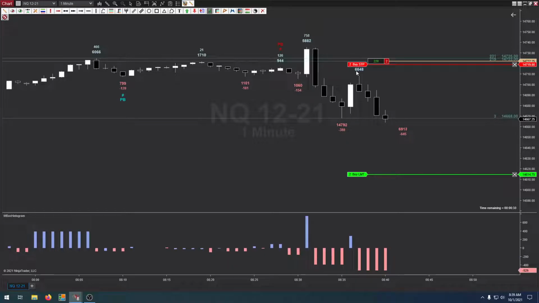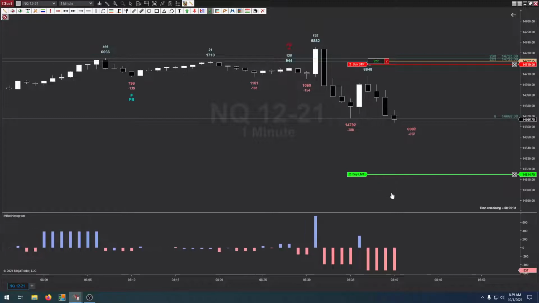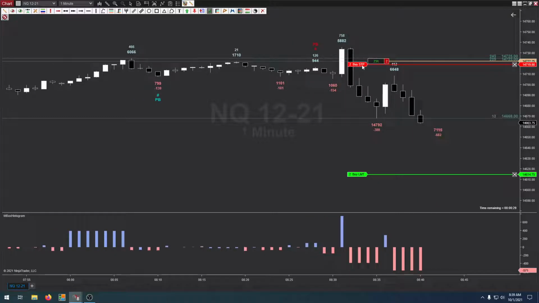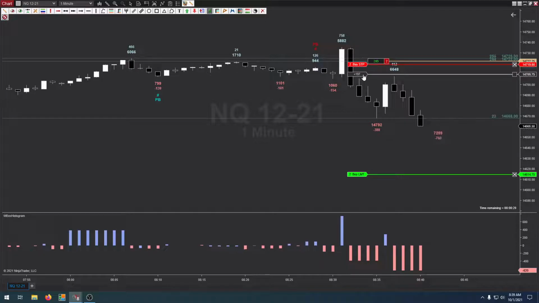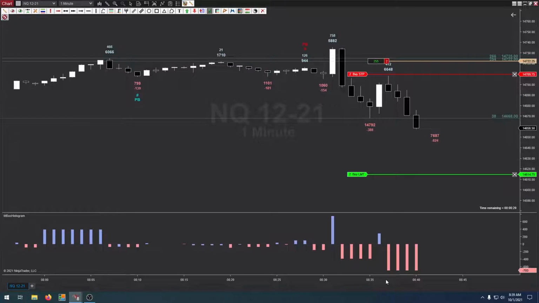I want to trail this. I'm just not sure where to trail it right now. A good trail to that fractal right there. Right there. So I'll leave it there, because we don't want to get a swing high that goes above this level right here. If we do, we'll go after this high right here.